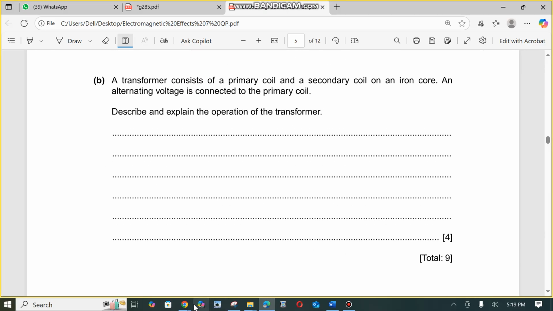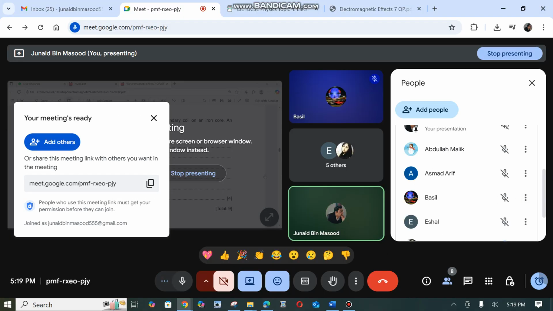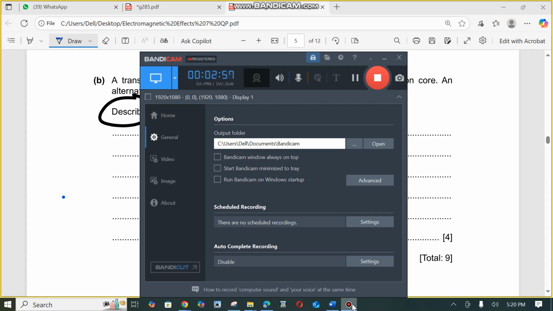Can you, beta Janita, read this question for everybody, please? A transformer consists of a primary coil and a secondary coil on an iron core. An alternating voltage is connected to the primary coil. Describe and explain the operation of the transformer. So you have to describe and explain the operation of a transformer. Now you don't have to give a reason. Describe means you only have to describe, but you have to describe everything. So can you please describe, Muazzam?